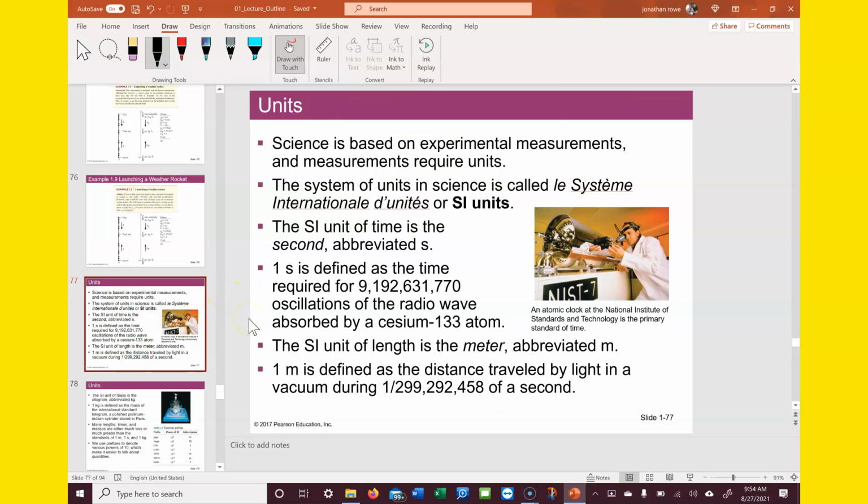Units. Science is based on experimental measurements, and measurements require units. The system of units in science is called Le Système International des Unités. You got to say that with some kind of an accent. I don't know what kind of accent that just was, but some kind of an accent. Or SI units. The SI unit of time is the second, abbreviated s.